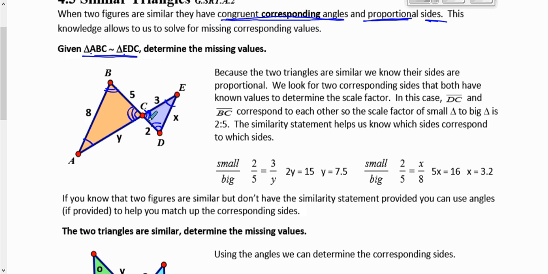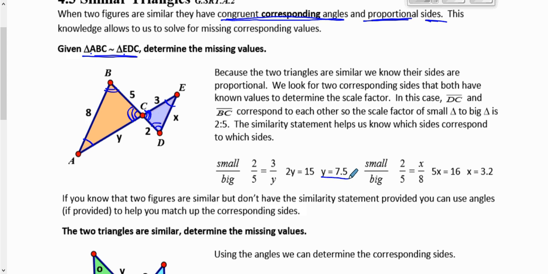Could we also do big over small for our ratio? Yeah, we could. We just have to do them both the same. So 2 here goes with 5, as Willie pointed out. And the Y we have here, what does that go with? The 3. So small over big equals small over big. You know how to cross multiply, right? You get a Y of 7.5.